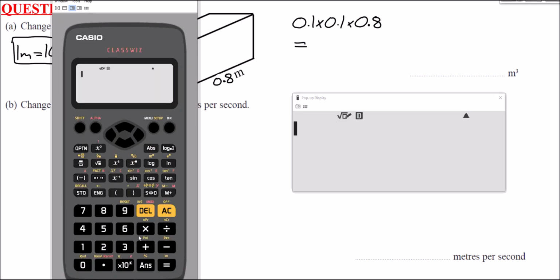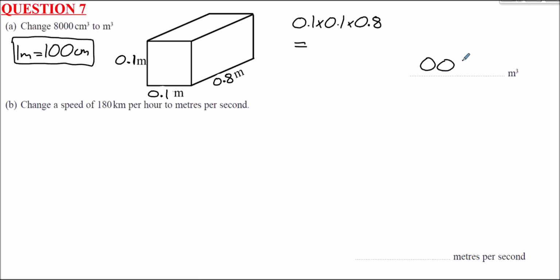So let's try that. 0.1 times 0.1 times 0.8. That gives a total of 8 times 10 to the minus 3, which just means 3 zeros and then an 8 with the decimal in the right place. So 1, 2, 3, 8, and the decimal goes there.